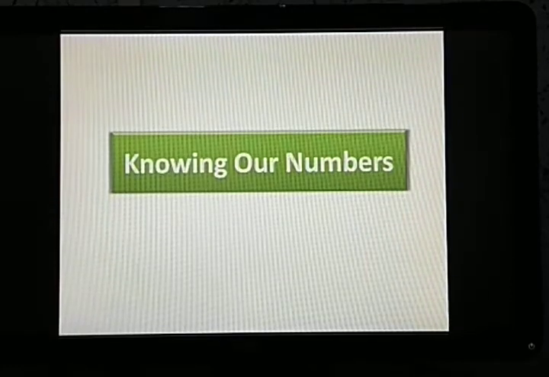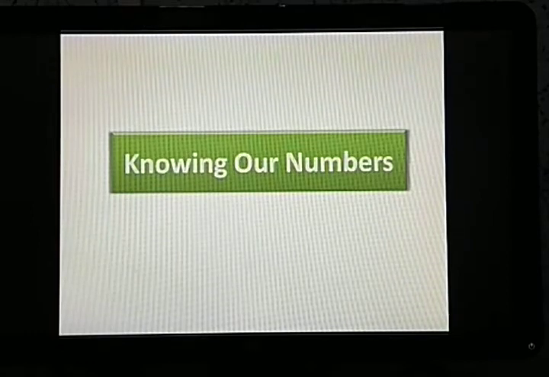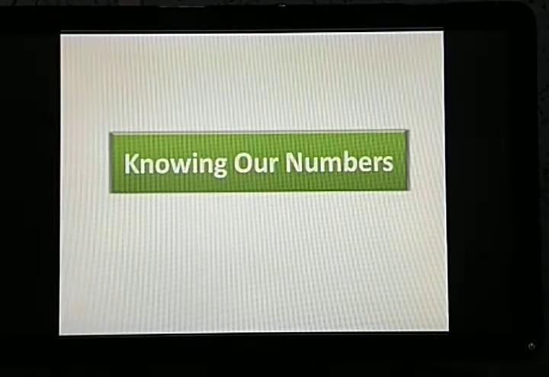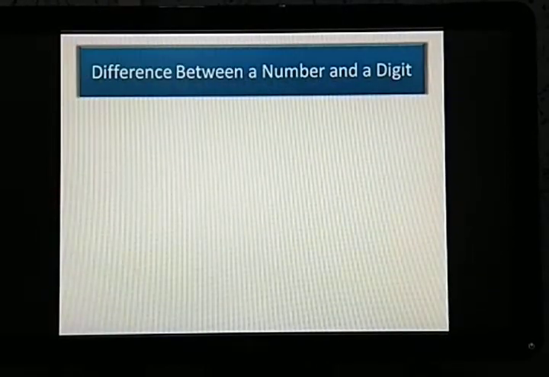But before going to the introduction of the chapter, we should have some basic knowledge regarding numbers and digits. We are quite familiar with these two terms, numbers and digits. But can we say that they are the same? They may not be. So let us see if there is any difference between these two terms, and let us know what is the difference between a number and a digit.